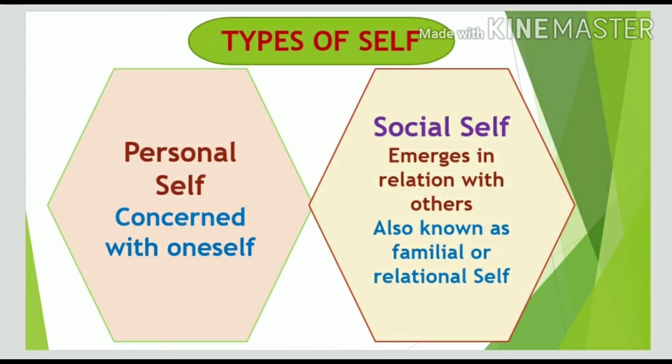Means one is concerned about his comfort only, his responsibility only. He can't take the responsibility of others. He wants his comfort only. He doesn't care about others' comforts. That is personal self. And social self emerges in relation with others and emphasizes such aspects of life as cooperation, unity, affiliation, sacrifice, support, or sharing. Means in social self, one is concerned about others. He feels about others. He cares for others. He cooperates with others. That is social self.